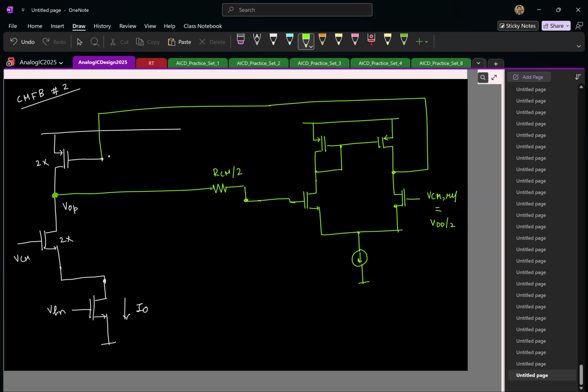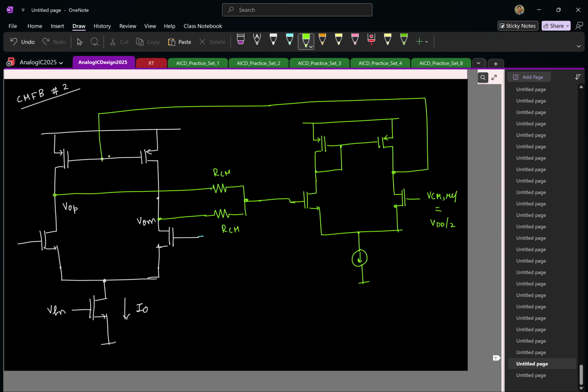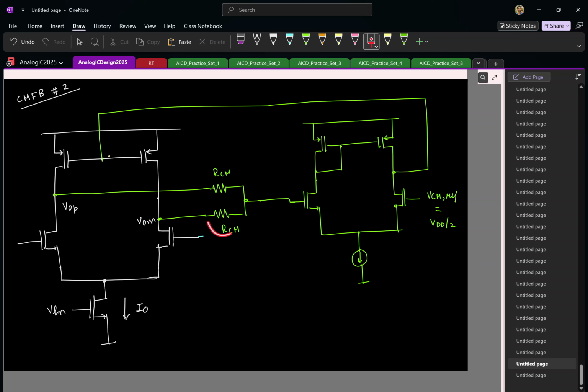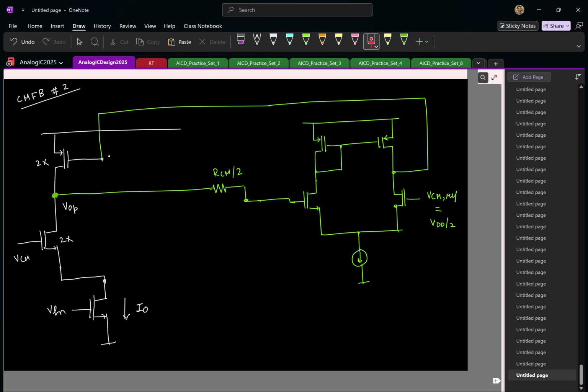So let me know if it's not clear. I have just taken the same circuit. I assume that I'm applying a common mode excitation, let us say a DC bias for example, which means the drain nodes will be identical. I'm basically shorting the drain node so that the PMOS and NMOS are in parallel, and the same happens to the resistor also. So this is the common mode equivalent circuit.